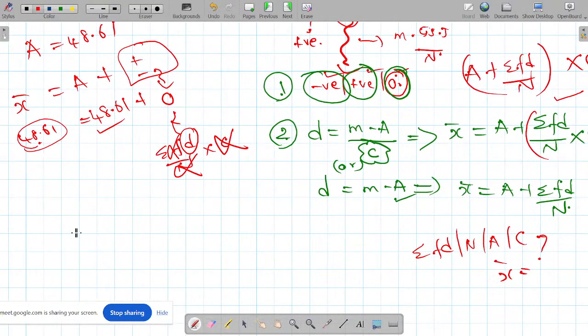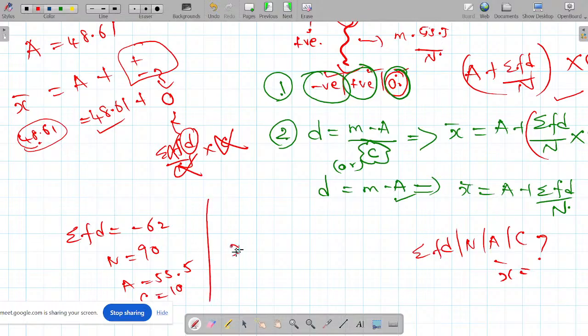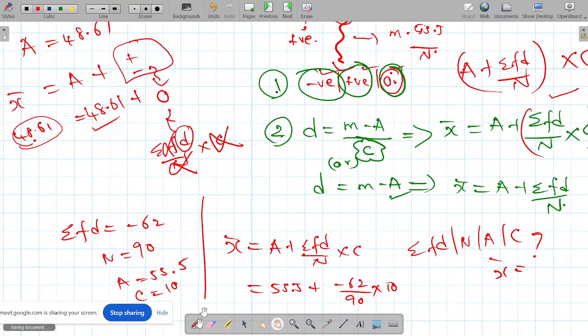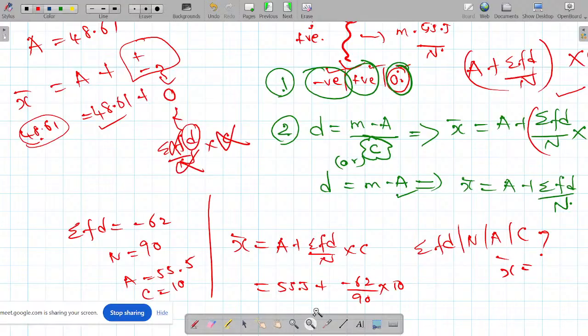In case summation fd is given, I think it's minus 62, the last case. N is given, which is size 90. A is given, which is 55.5. C is given, which is 10. You are asked to find x bar. How will you find it? A plus summation fd by n into c. Yes, tell me. 55.5 plus minus 62 divided by 90 into 10. So what are you going to do here?